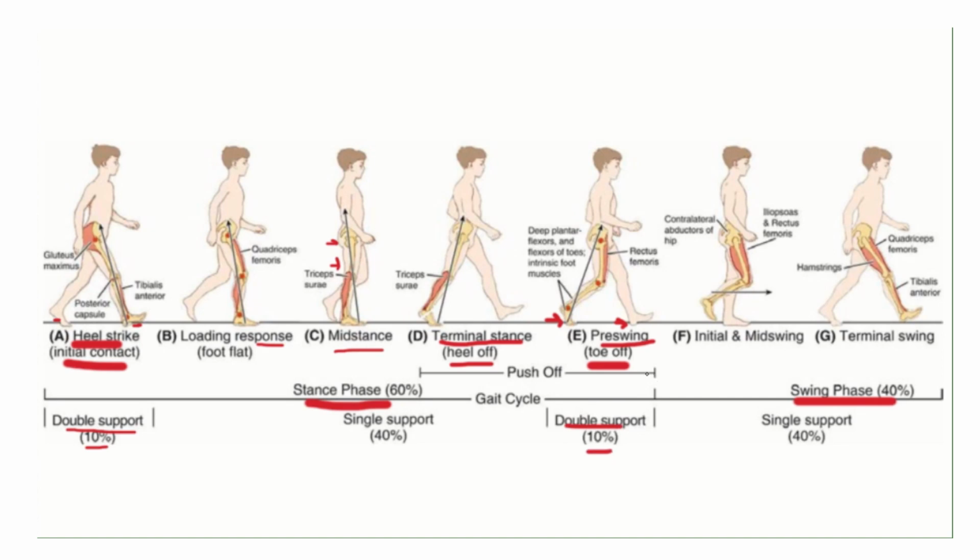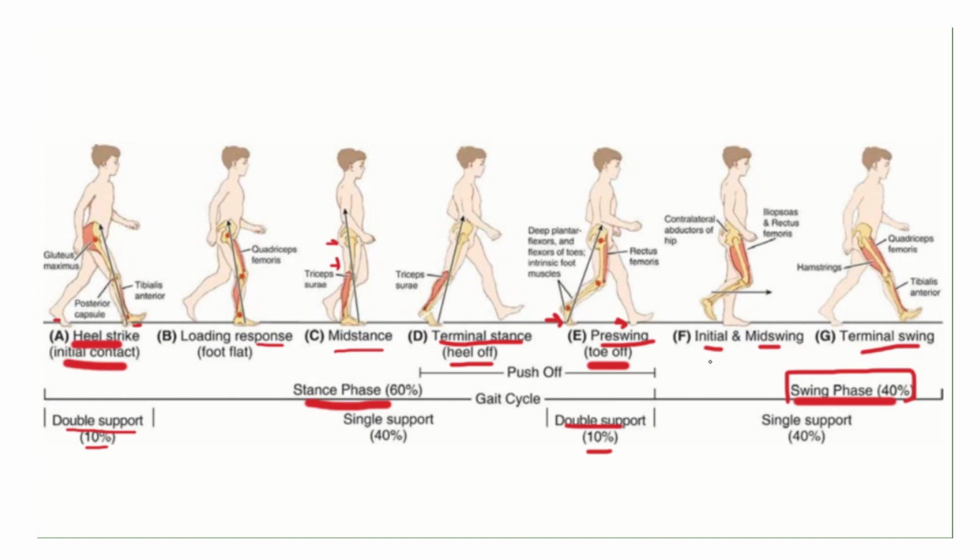Okay. So the next phase of the gait cycle is actually the swing phase, which constitutes 40% of the gait cycle. First of all, there is initial swing, then we have mid swing, and the last is the terminal swing, when the foot will be touching the ground again. The heel will be touching the ground again.